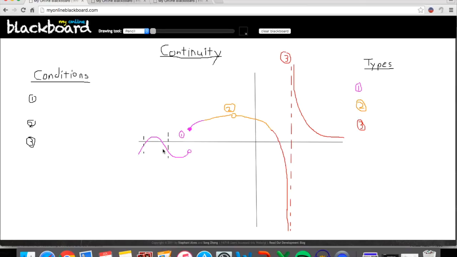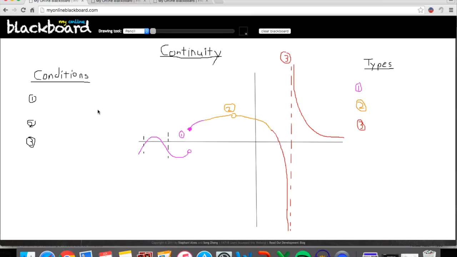Discontinuity is when you basically have to pick up your pencil. So I go here, and then I pick up my pencil, and then continue drawing over here. This over here is a discontinuity. And we'll be going over the types now, but let's get into the mathematical definition of what continuity is.